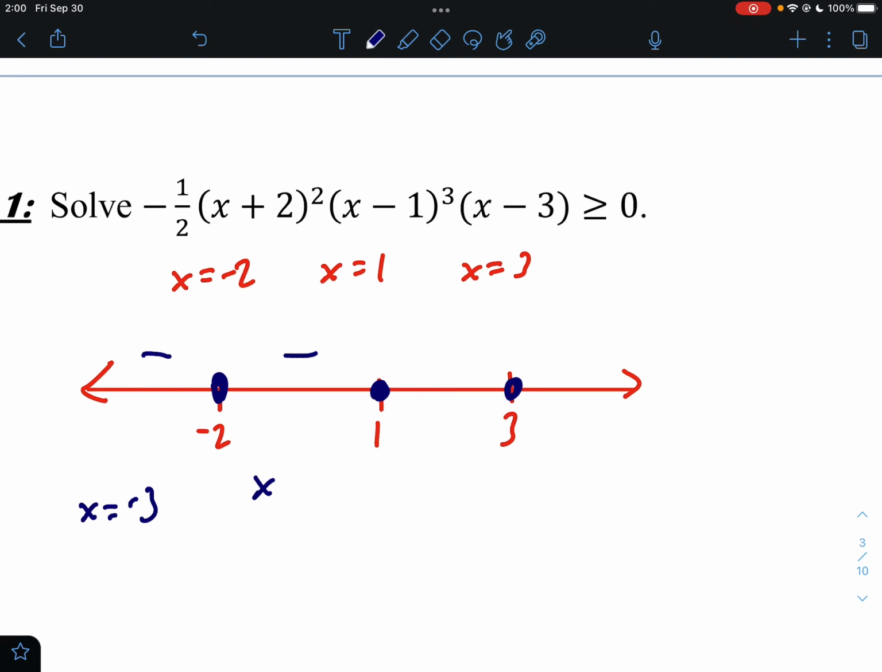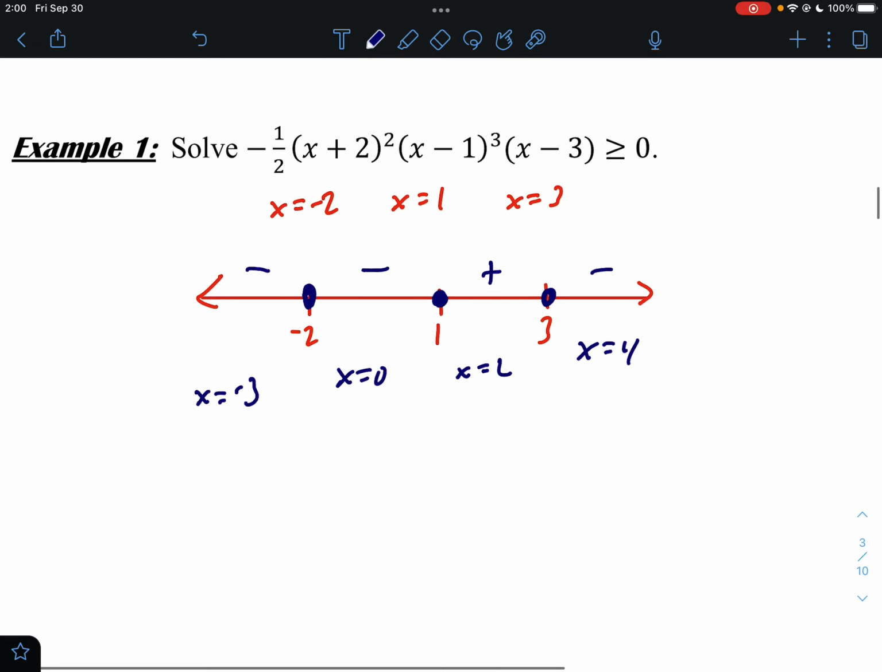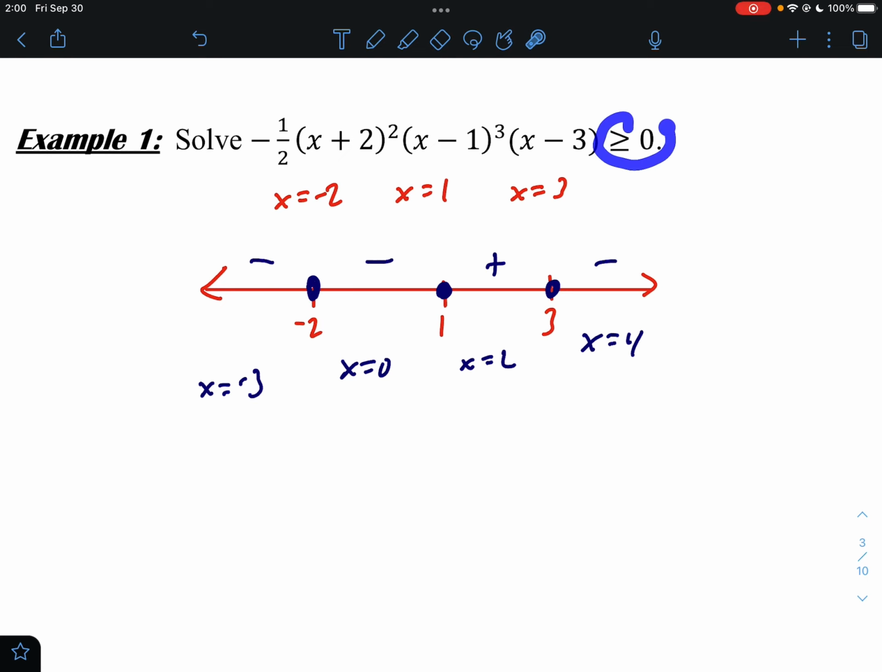So I picked x equals 0 for that test point. For the third one, maybe x equals 2: negative, positive, positive, negative. So that's 2 negatives, so that's a positive there. And for our last one, maybe x equals 4. So negative, positive, positive, positive. 1 negative is going to be negative. Finally, our answer is where this is greater than or equal to 0. So our answer is simply right there.